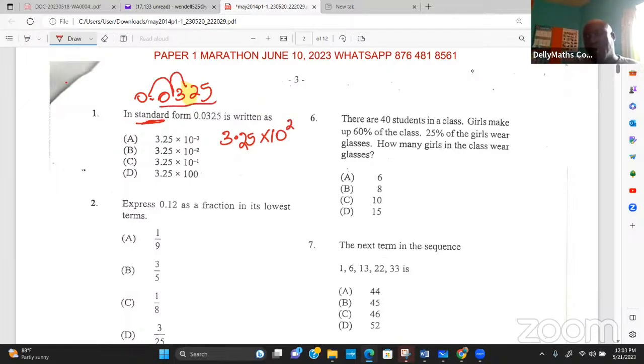If the number is less than 1, then it's a negative power. Or if the decimal point moves from left to right, it's a negative power. So we're looking for this, and our answer is B.